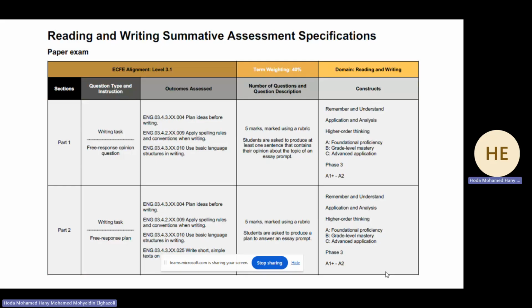Part 2 is a writing task. Here you have to write a plan for the essay. You can use any structure or table or diagram to write the plan. It should clearly indicate how you brainstorm ideas about the essay topic and the given prompts. And the plan carries 5 marks, and both plan and opinion are marked using a rubric.